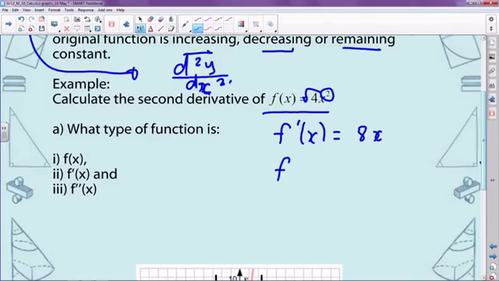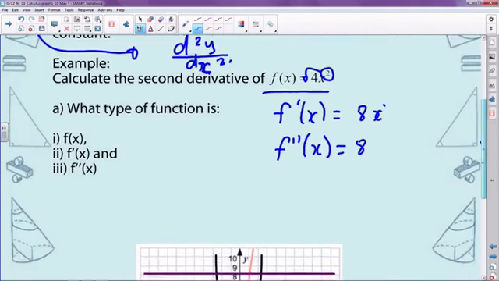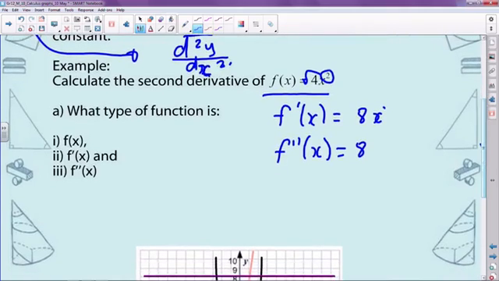The second derivative, I now need to derive the function 8x. So when I derive 8x, remember your power of your x is 1. So to derive that, 8 times 1 is 8. And x to the power 1 minus 1, so x to the power 0, is just 1. So therefore my second derivative is 8.